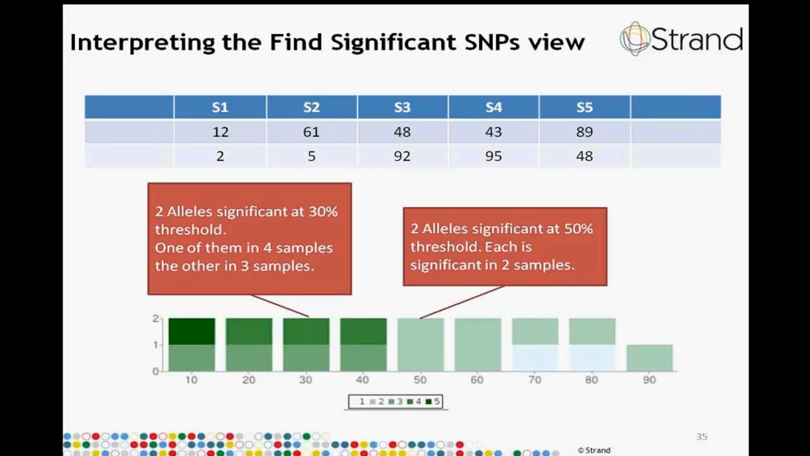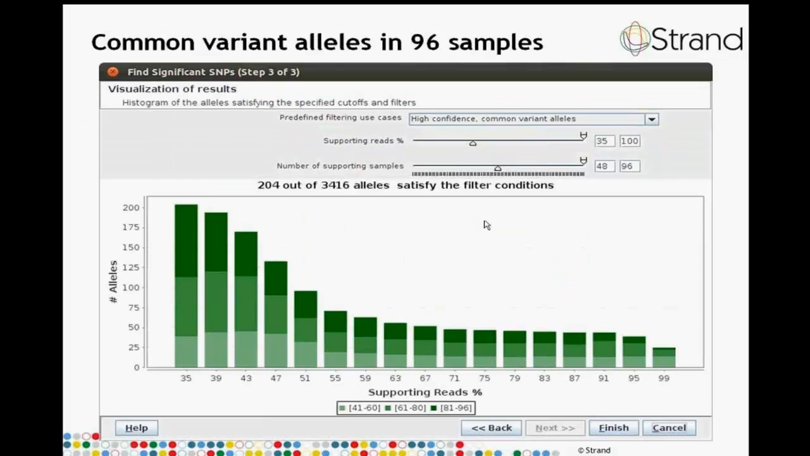So let's take a look at a real-world example now. Here is an analysis of 96 different HapMap samples. Overall, 3,416 alleles were found to be present in the multi-sample report because this was a targeted resequencing effort where only 384 different amplicons were targeted.